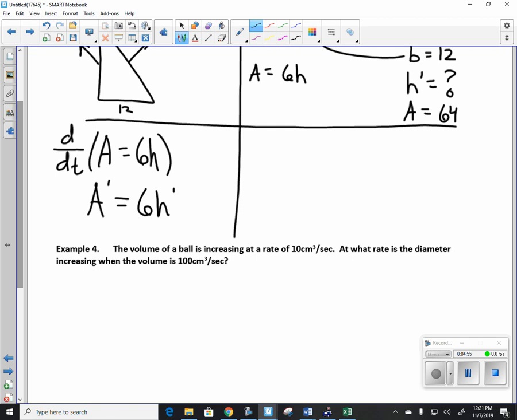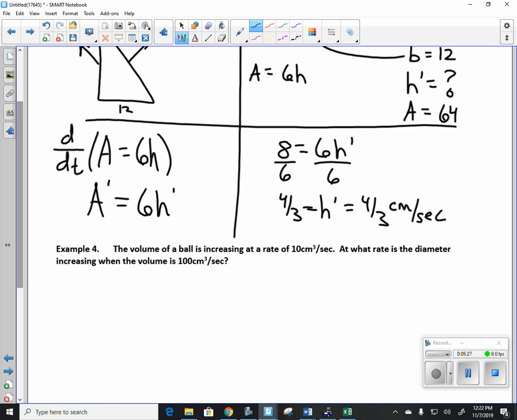Okay. So therefore, we have A prime, which is what? 8 is equal to 6h prime. Divide by 6, and we get 4/3 is equal to h prime. Or h prime is 4/3, and we need to get a label on this. Centimeters. Height is a single dimension measurement, so it's centimeters per second, whereas area would be squared, and volume would be cubed. How's that? You okay? All right. Flip to problem number 7.